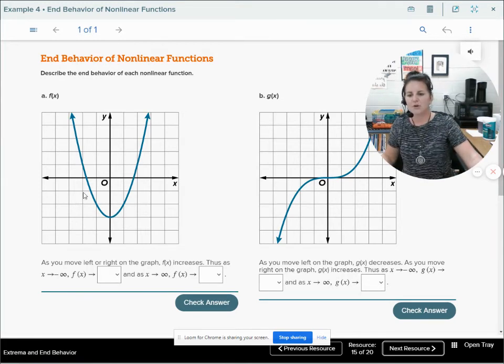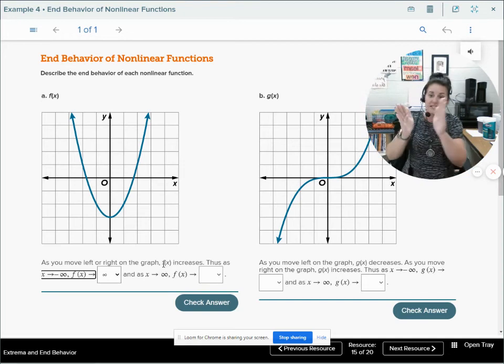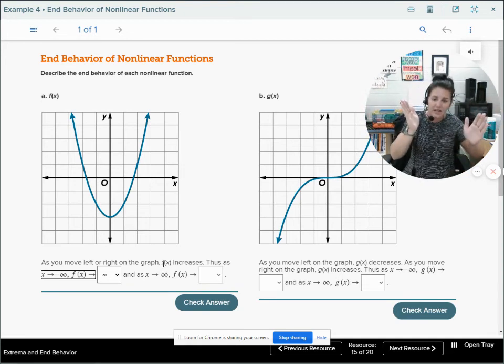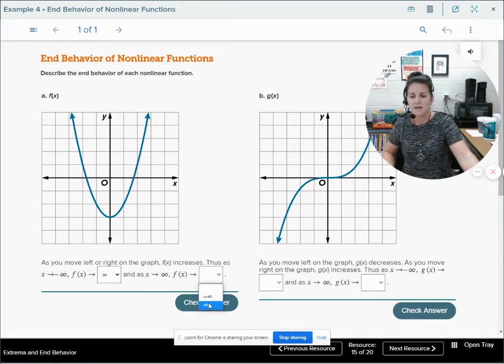As x is approaching negative infinity, as x is moving to the left, these are my x values. What's happening to my y values? They're going up, up, up. What is that called? That's called approaching positive infinity. Oh, but I looked at the left. My bad. As x is going to negative infinity, f of x is going up. But as x is approaching positive infinity, my f of x is still going up. So it's still approaching positive infinity.